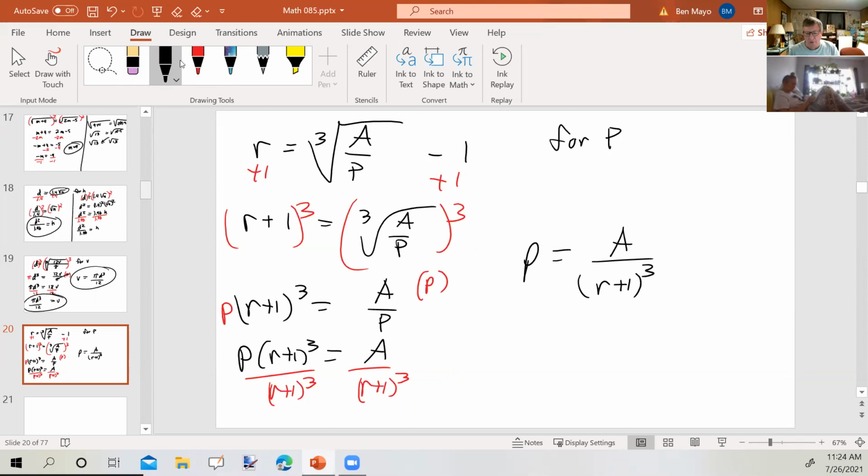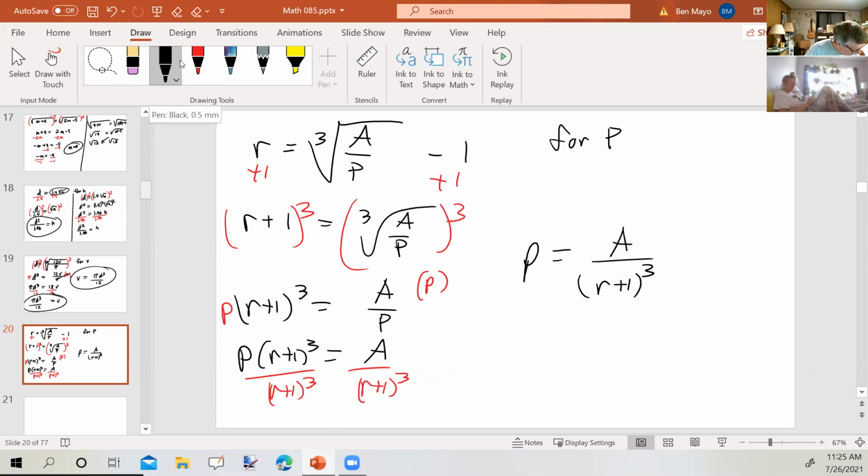I remember the first time I did this problem, I took r plus 1 times r plus 1 times r plus 1, and I foiled it all out. It got this big, long, awful-looking answer. And then I looked in the book, and I was like, oh, those lazy bums. They just left it as r plus 1 cubed. So you can be the same lazy bum, I guess. Anyway, all right.